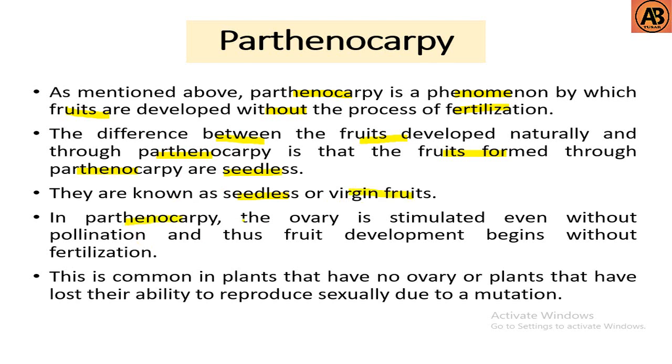In Parthenocarpy, the ovary is stimulated even without pollination, and thus fruit development begins without fertilization. This is common in plants that have no ovary or plants that have lost their ability to reproduce sexually due to a mutation. So this is all about Parthenocarpy.